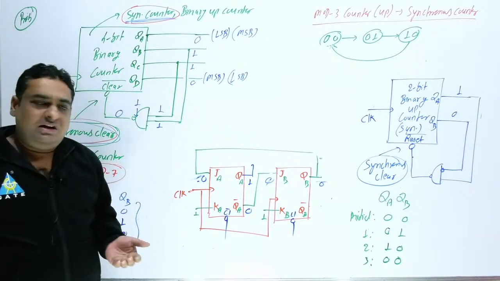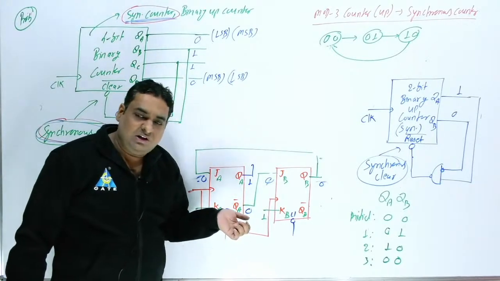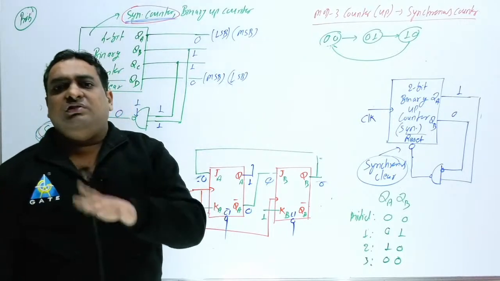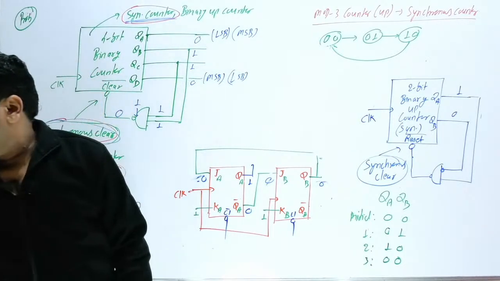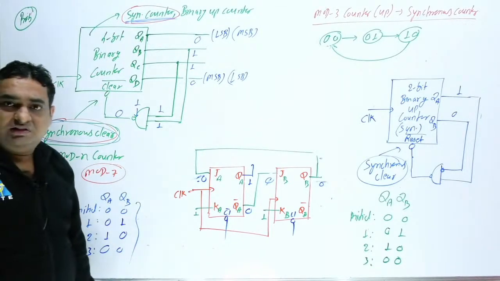But generally, if you are going to use a synchronous counter, synchronous clear is used, and if we are going to use an asynchronous counter, asynchronous clear is used. I hope this thing is clear. Asynchronous is used. This is the important point.